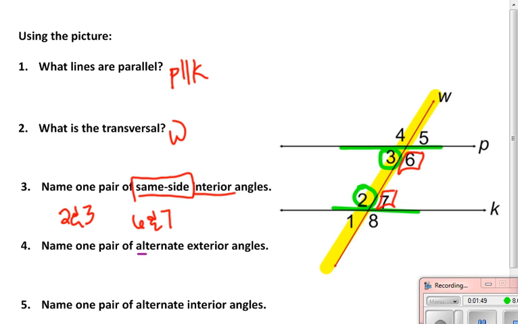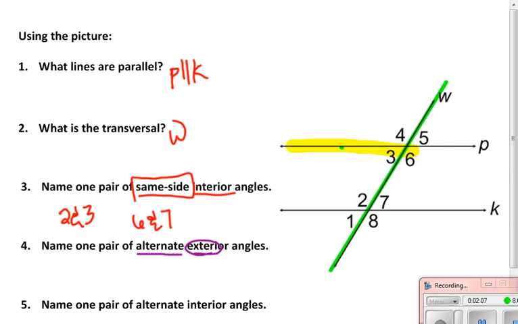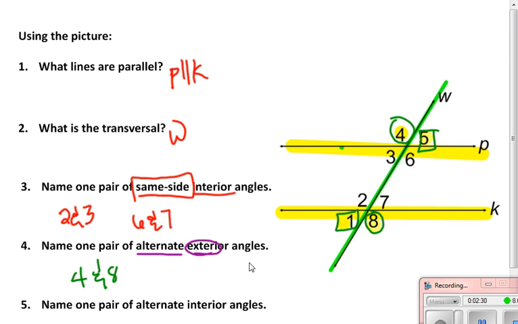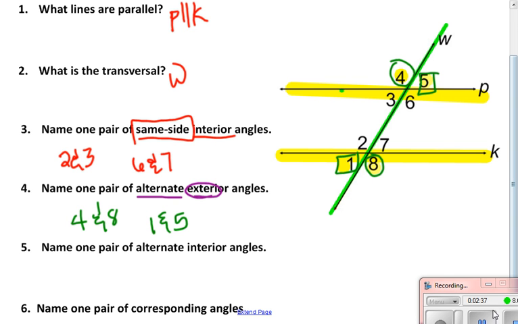If we want to think about alternate exterior angles, get rid of our markings. Now we are on alternate sides of this transversal, which means opposite, and we are going to be outside of these parallel lines. So we are looking at these outside angles. And if we have to be alternate, we're talking about 4 and 8, or we're talking about 1 and 5. It's really nice that these angle names tell us exactly what we're looking for.